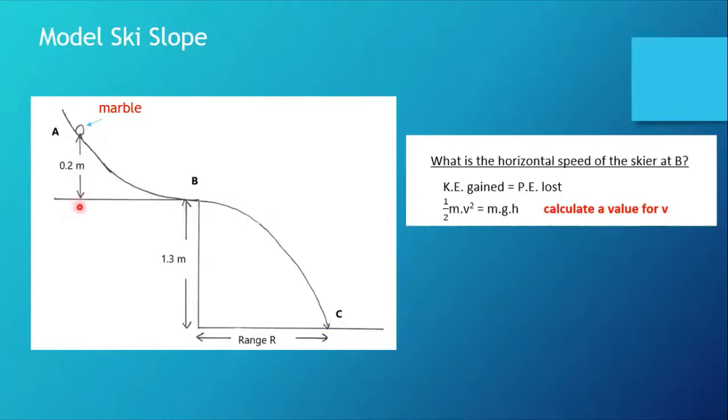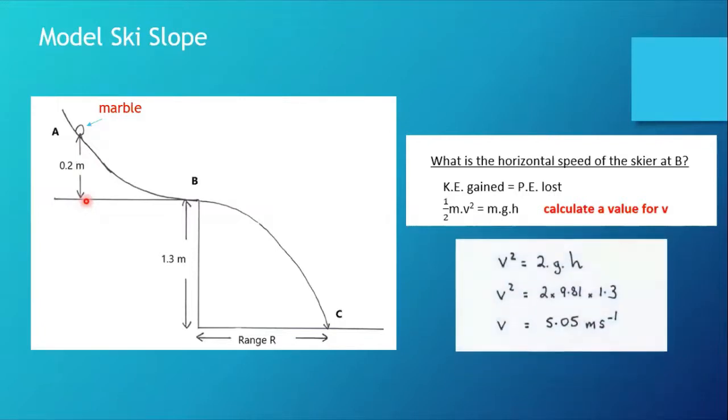So we want to first work out what the horizontal speed of the skier is at B. Kinetic energy gained equals potential energy lost: half mv squared equals mgh. The m's cancel, v squared equals 2gh. And v is 5.05 meters per second. Okay, now just remember that height here, 1.3 meters.